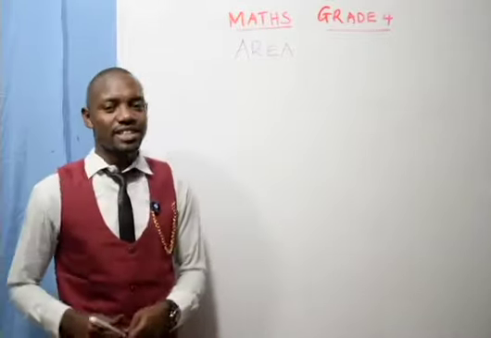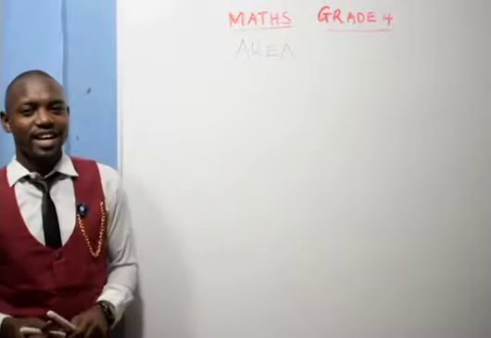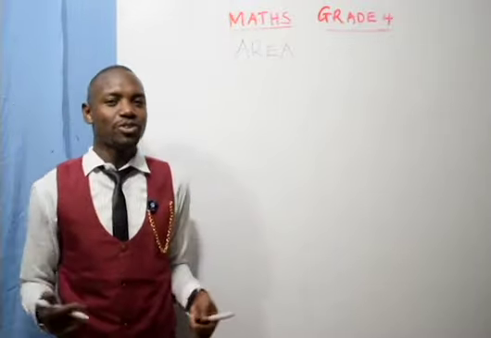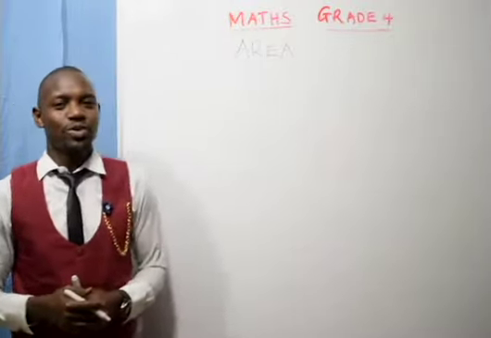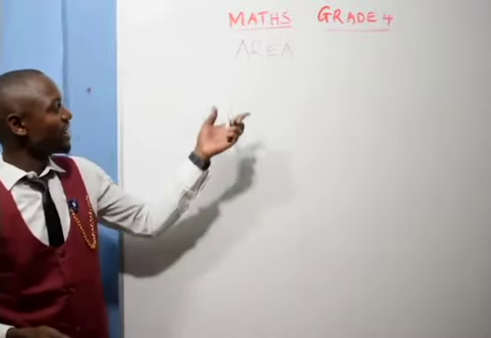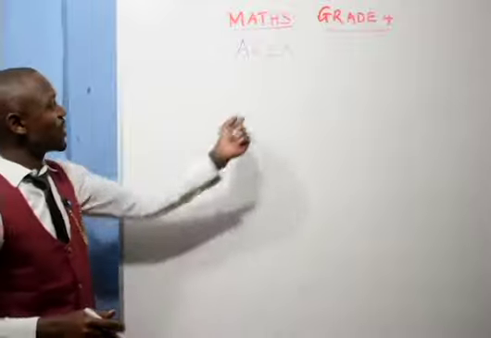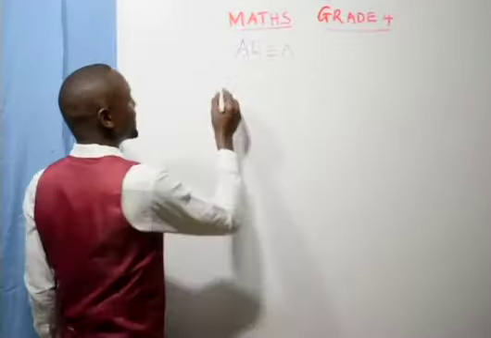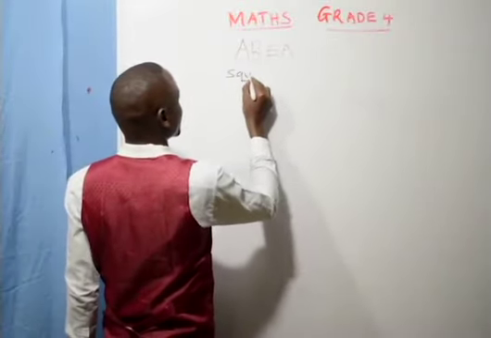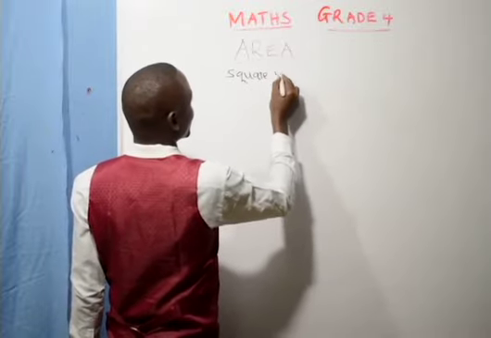Today we are looking at area, and we know that area refers to the amount of space enclosed within boundaries. When we are working out area, we say area is given in square units.